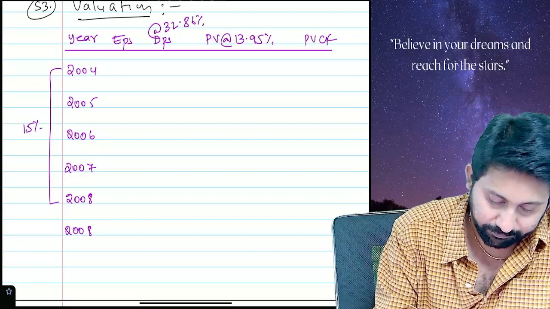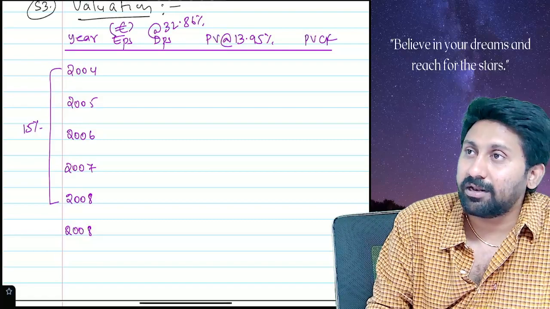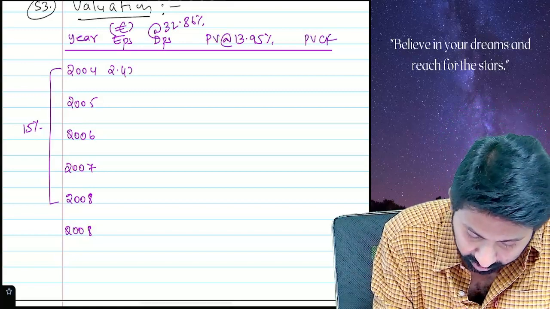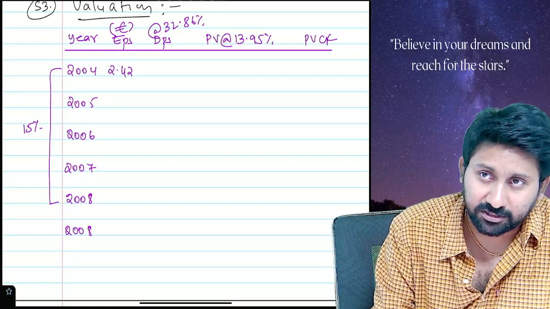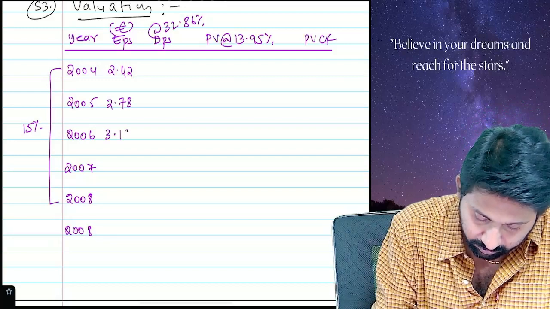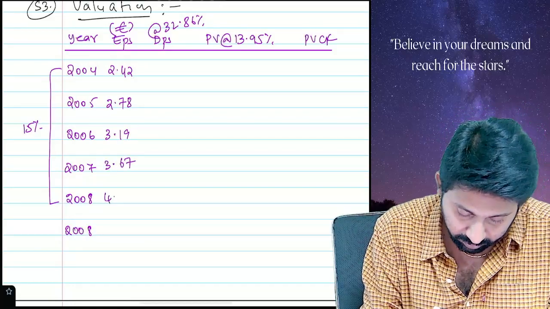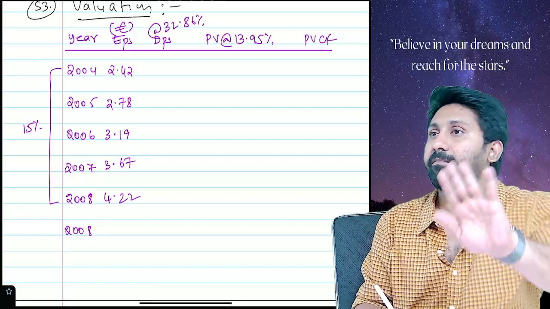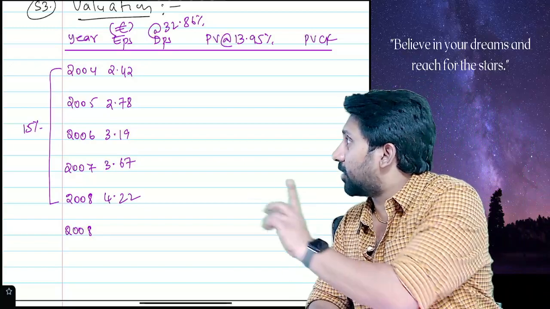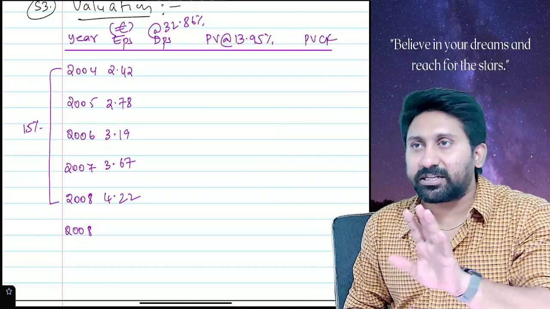EPS. Two digits, 2.42, next, fast, 3.67, next, 4.22, stop there. First 5 years, on that what is the payout? Multiply and tell the answer with 2 decimals.